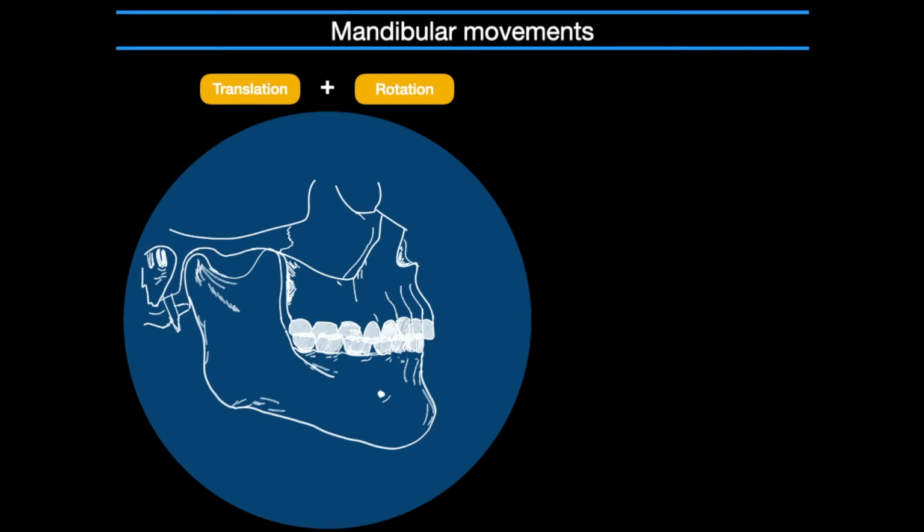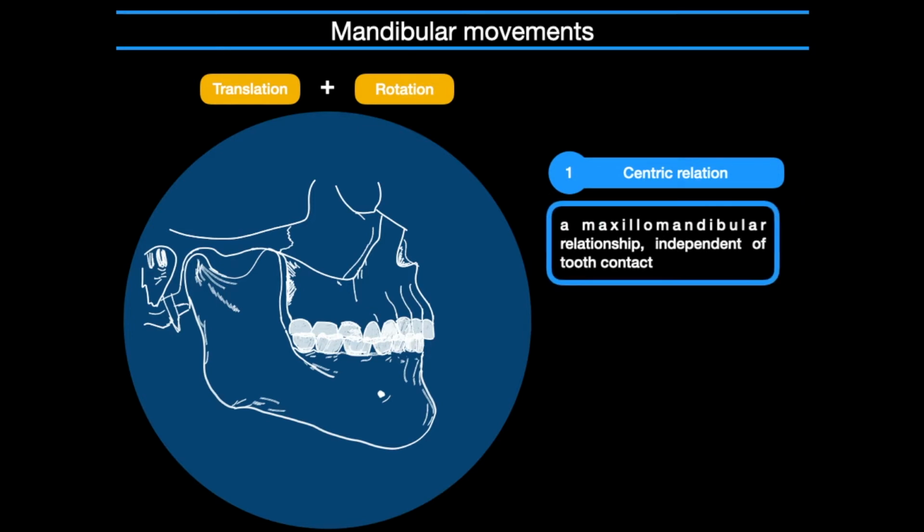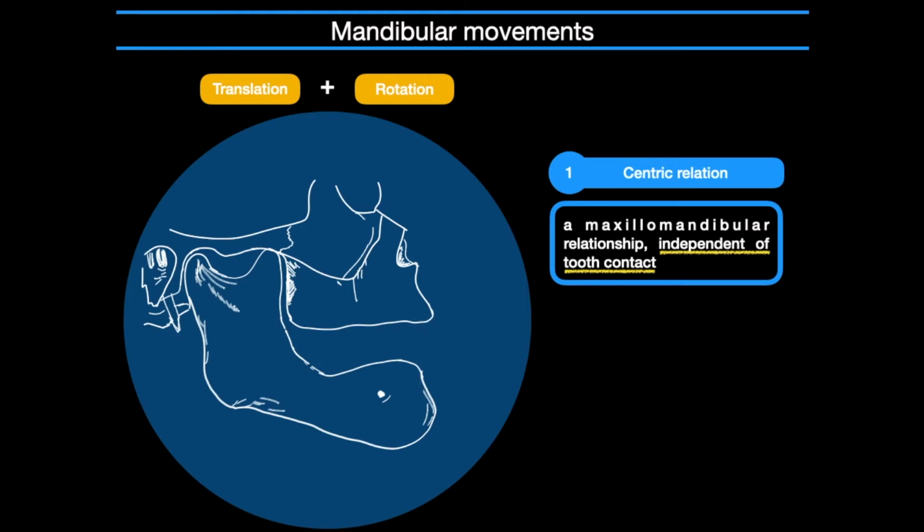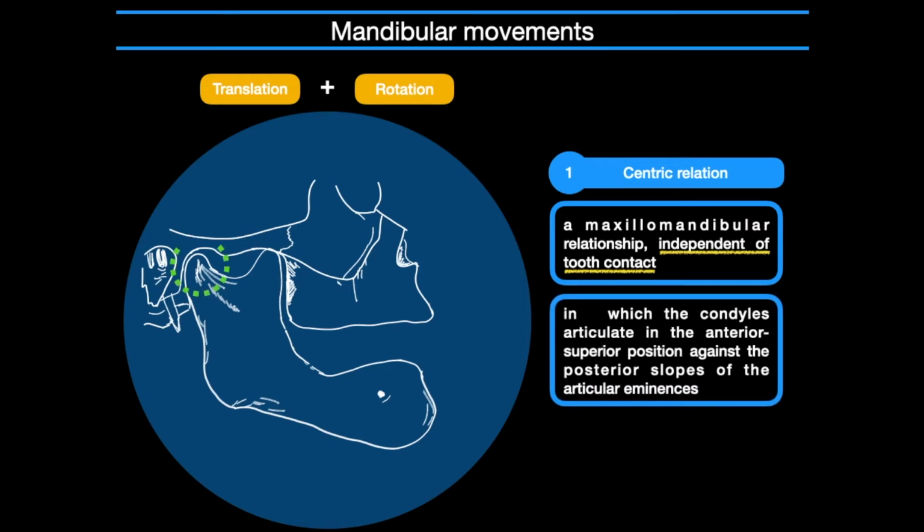Let's start by describing the centric relation position, which is defined as a maxillomandibular relationship independent of tooth contact, which means that we could identify the centric relation on dentate, partially dentate, and edentulous patients alike. So, the centric relation is a maxillomandibular relationship independent of tooth contact, in which the condyles articulate in the anterior superior position against the posterior slope of the articular eminence.